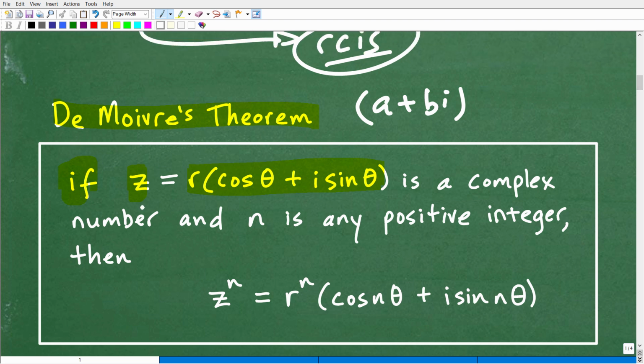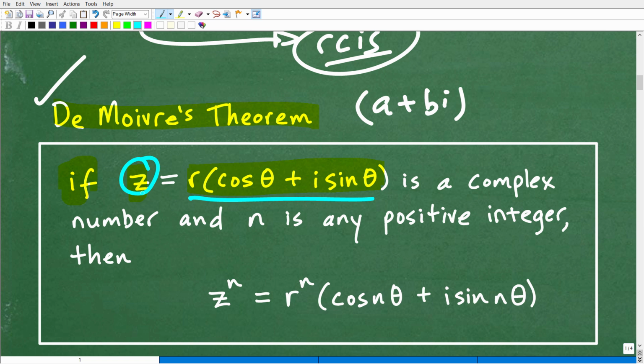If you don't understand even this part right here, you're going to have to understand this before you take a further look at De Moivre's theorem. Okay, so let's just assume that you understand what I'm talking about. So this complex number z, we can write into trigonometric or polar form. And this, again, is the radius r times cosine theta plus i sine theta.